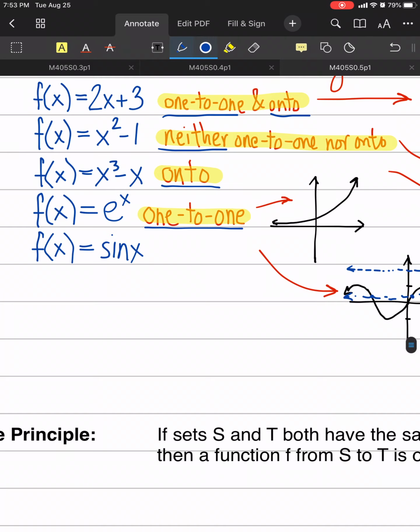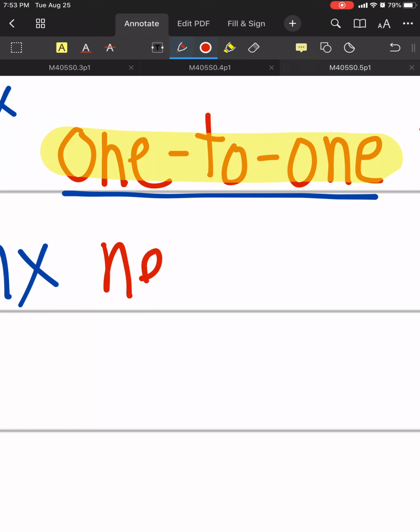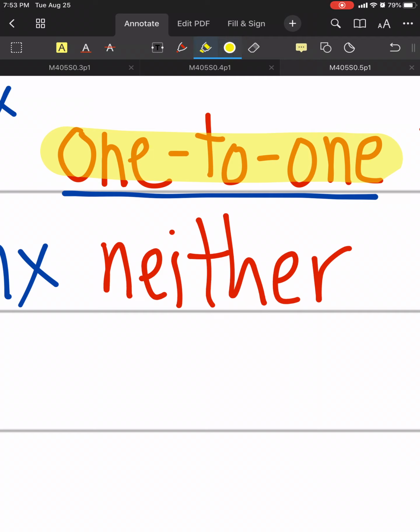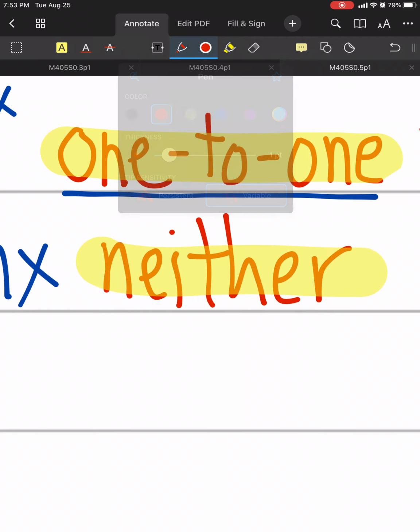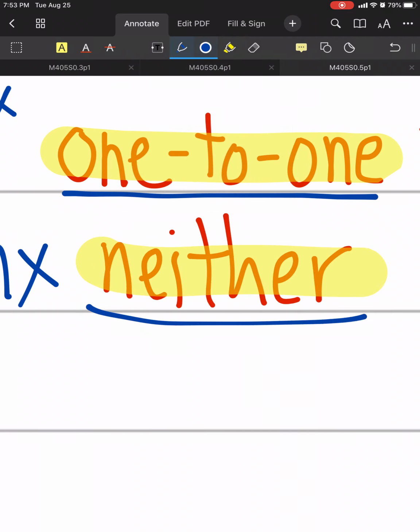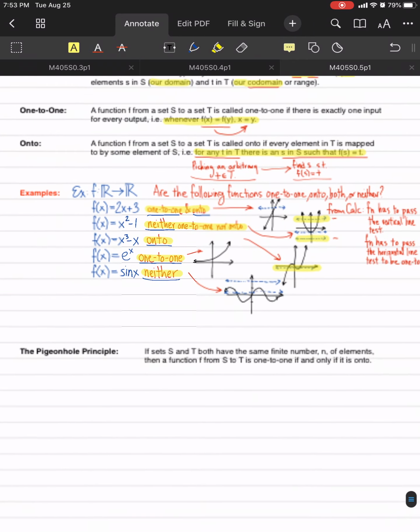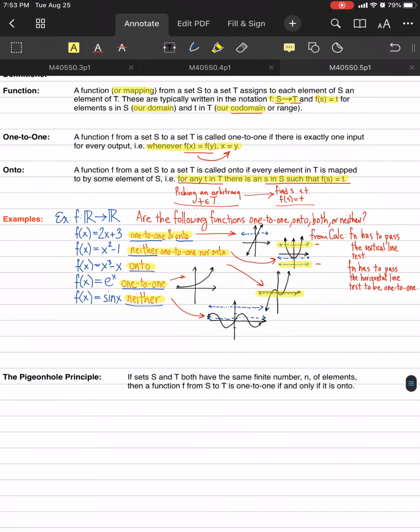And I don't have room, so let me just write neither there. Okay. All right. So that is what we mean by these functions being one-to-one, onto, or neither, or both.